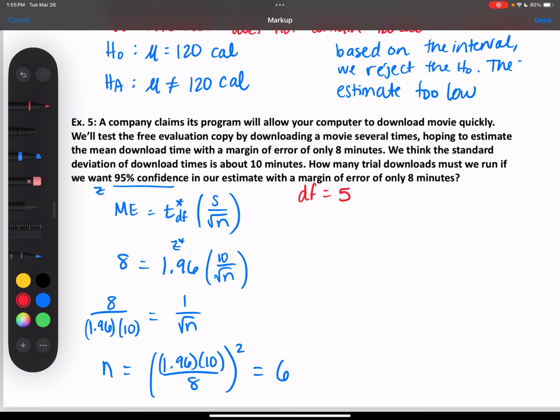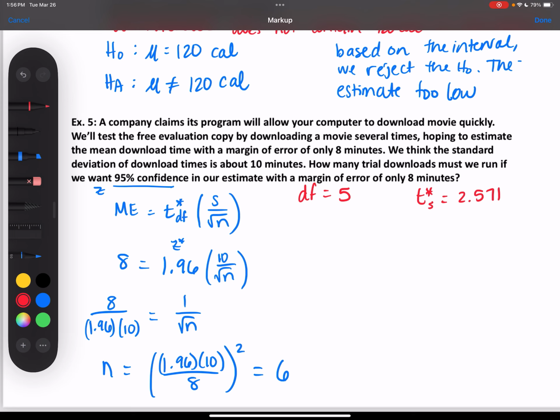Now, we are going to revise this now that we know what our n is, with our t star for degrees of freedom 5 at a 95% confidence interval. So if we go to our lovely table for 0.05 for the two-tail and 5 for the degrees of freedom, we would get t star is 2.571. So t star for 5 is 2.571.